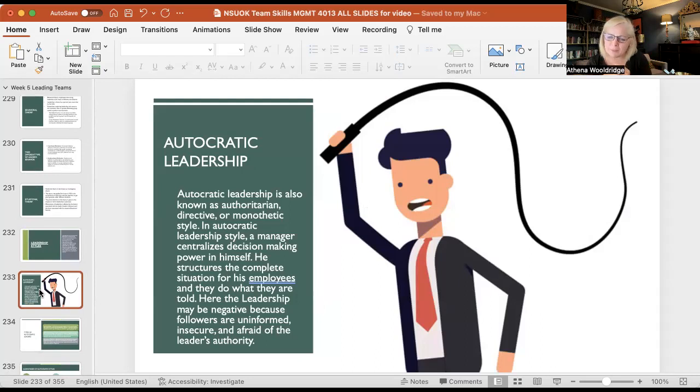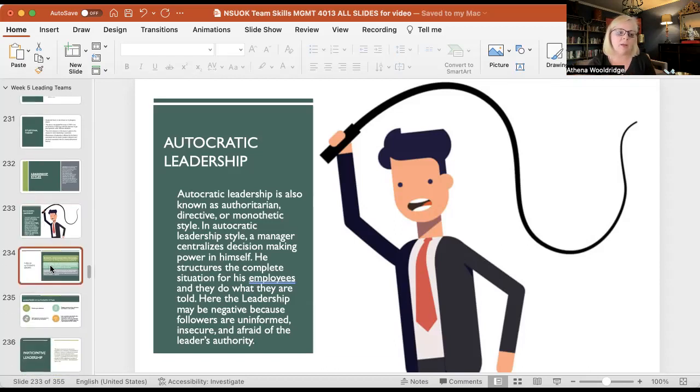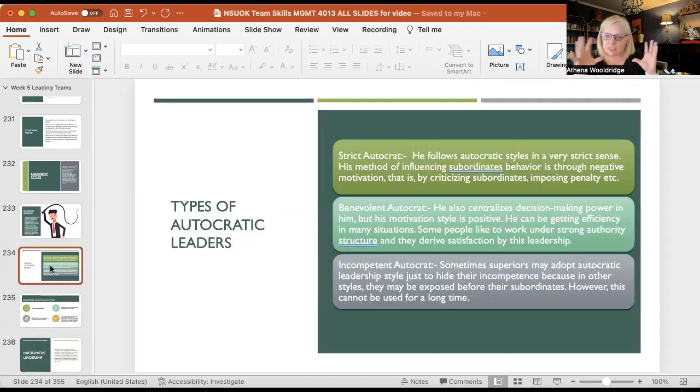I mean, they oftentimes lack this transparency. They lack this idea that I'm going to get feedback. I'm going to get buy-in. This is what I say, and this is what you do. And so that tends to be an autocratic leader. So there are different types of autocratic leaders, right?